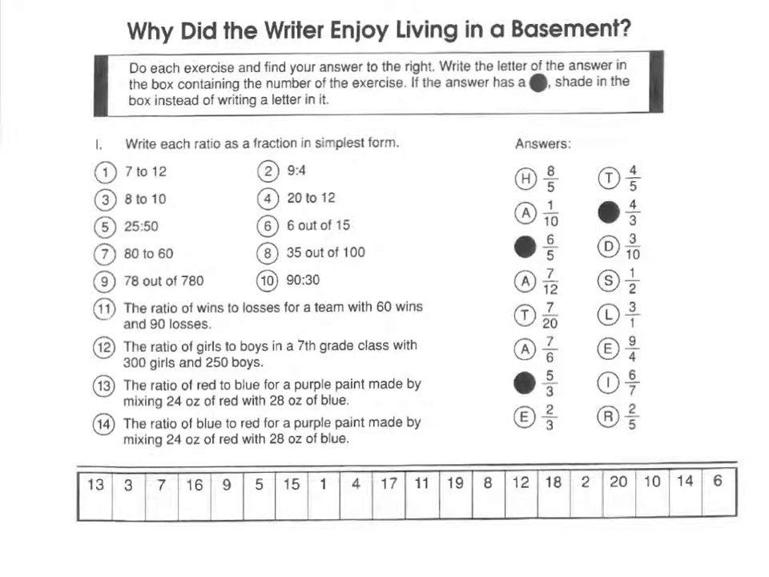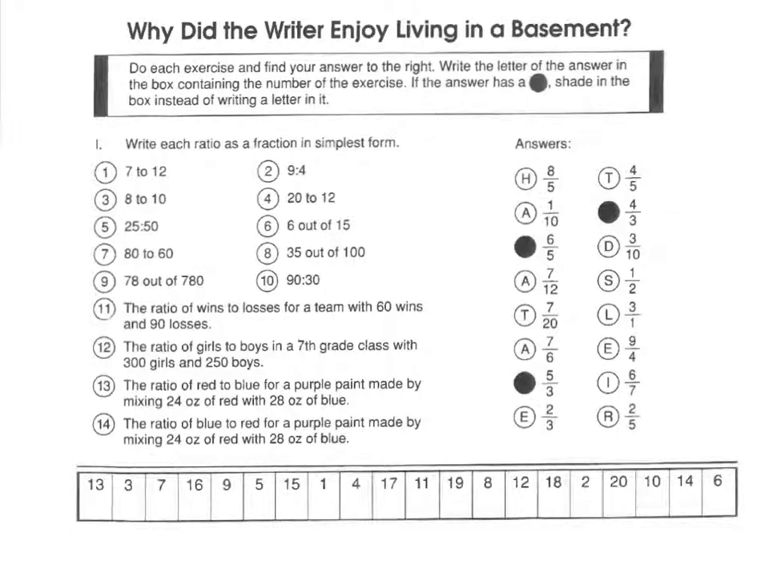So let's take a look at our puzzle today. Make sure you have worksheet E8 in front of you. And our puzzle or riddle today is, why did the writer enjoy living in a basement? So we're going to do each exercise and find your answer over here on the right-hand side. Write the letter of the answer in the box containing the number of the exercise. If the answer has a dark shaded circle, then we're going to shade in the box instead of writing a letter in it.